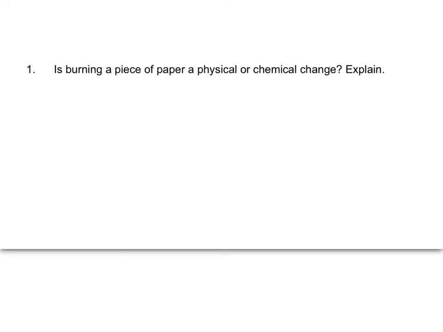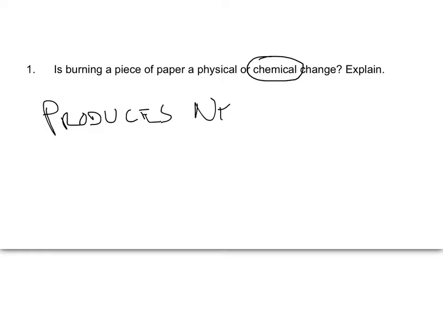Burning a piece of paper, physical or chemical change? Okay, burning, again, anytime you see the word burning or combustion, you're talking chemical. You're combining substances with oxygen. That's what burning is. So it's chemical because it produces new substances. You do not get the paper back after it's burned. The key distinction between chemical and physical is that a chemical process produces new substances, whereas physical, like melting, you don't get anything new, it's just a different state. It goes from solid to liquid.